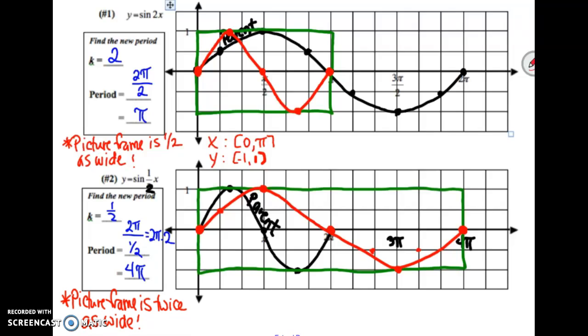So now our domain, our x window, the x part of our picture frame now goes from 0 to 4 pi, and our y value hasn't changed. So that's still from -1 to +1.